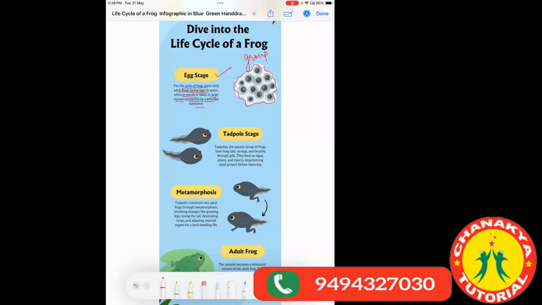The second one is the tadpole stage. Tadpoles, the aquatic larvae of frogs, have long tails. As you can see in the picture, they have a long tail, no legs. They do not have any legs and breathe through gills. At this moment, they will be getting the gills, and through the gills, they will be breathing. They feed on algae, plants, and insects, experiencing rapid growth before maturing.